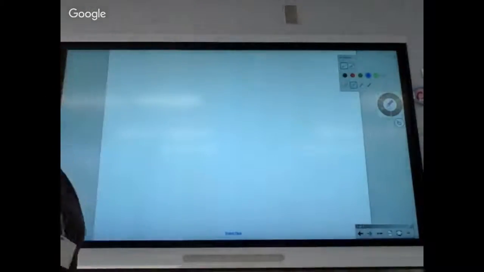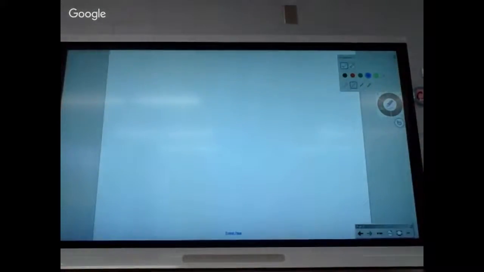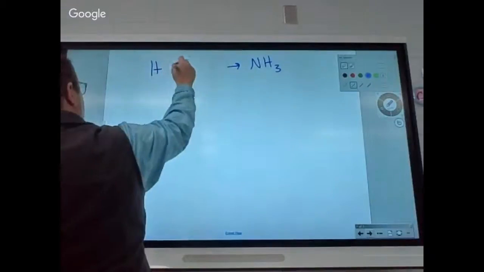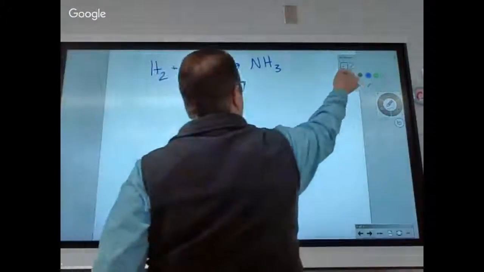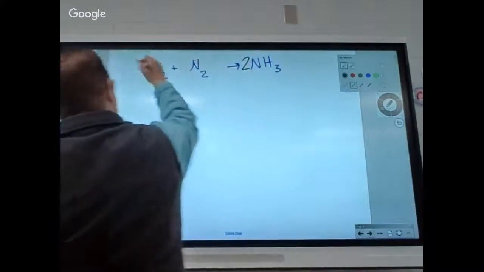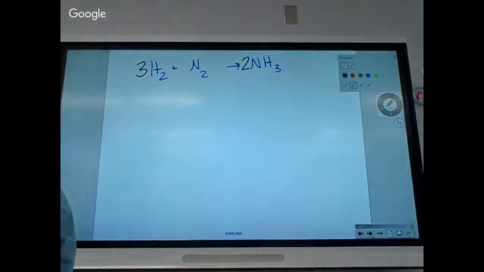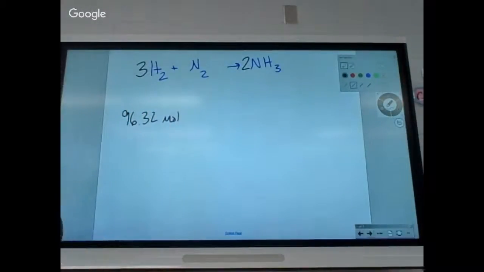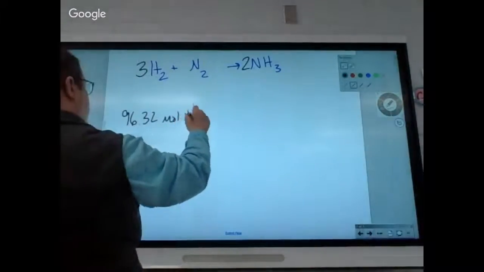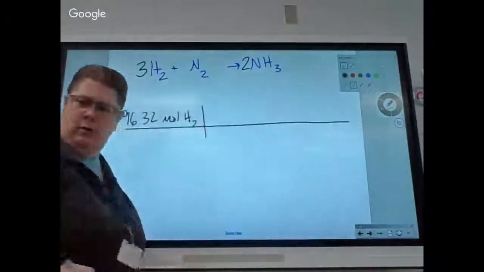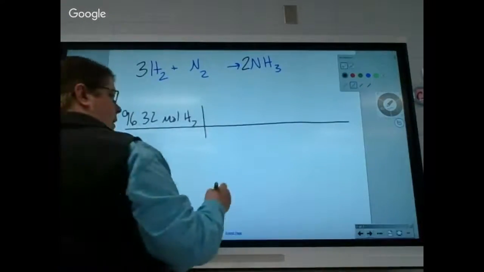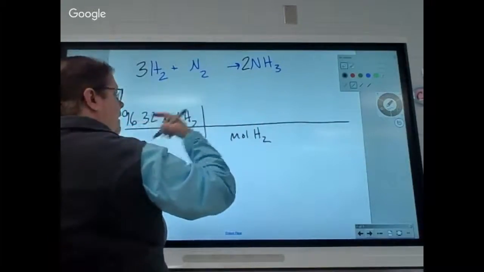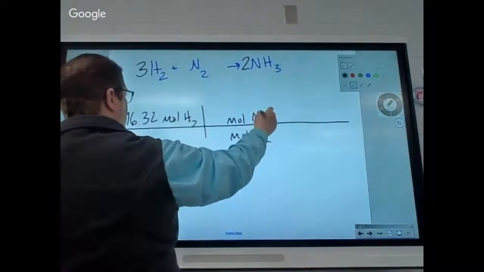All right, so now we're on number 4. Ammonia is what? And it comes from what 2 elements? H and N, and we know they're diatomic. We've done this one enough. We know there's a 2 and a 3. All right, we're starting in moles, 96.32 moles of what did I give you? Hydrogen. And we're going to grams this time. How many grams of ammonia? All right, so what goes on the bottom? Moles of hydrogen. So what goes on top? Moles of ammonia.